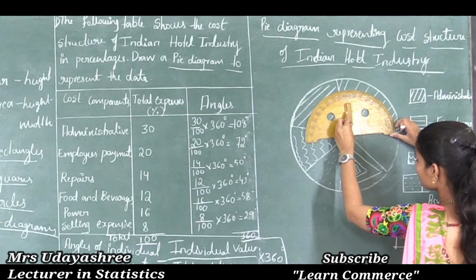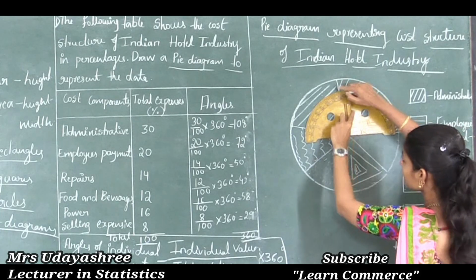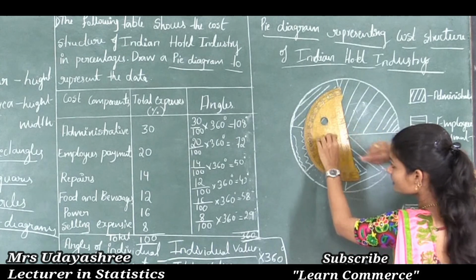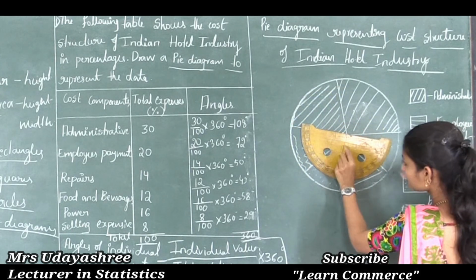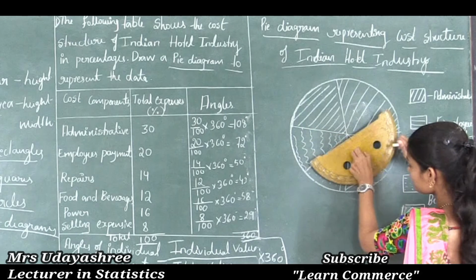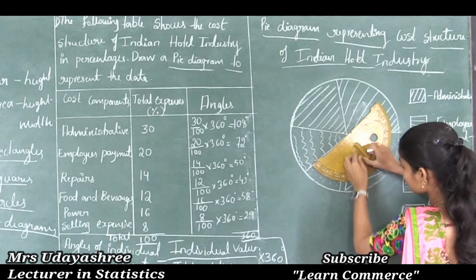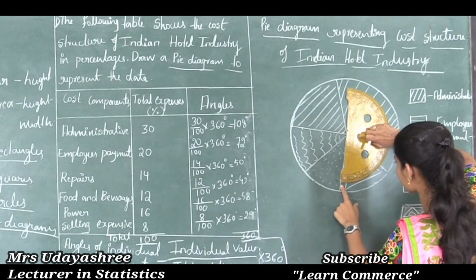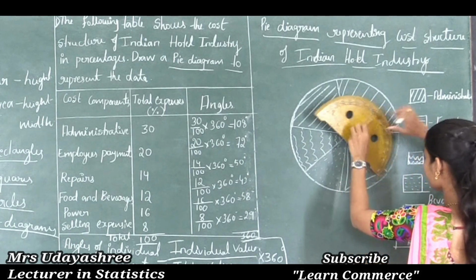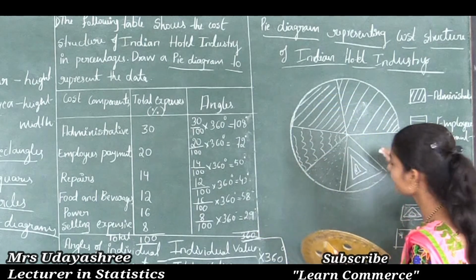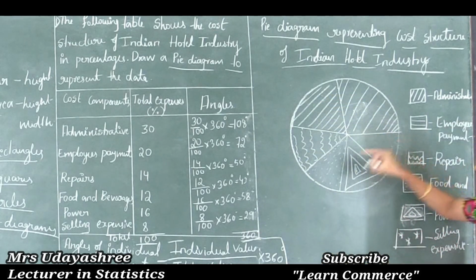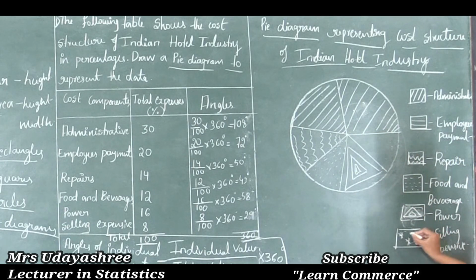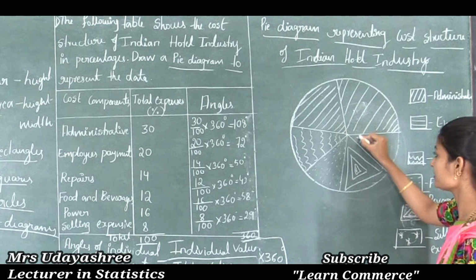First one is 108. Next is 72. Next is 50. Next is 43. Next is 58. Okay, next the remaining angle is selling expenses. So this area represents the selling expenses. So for this the index is like this.